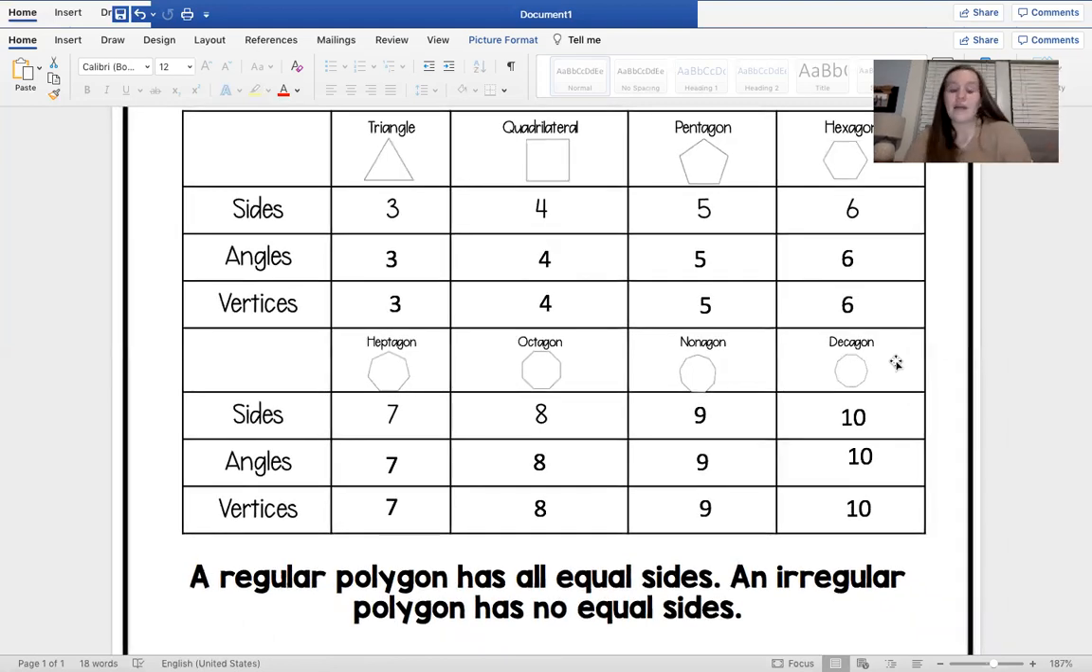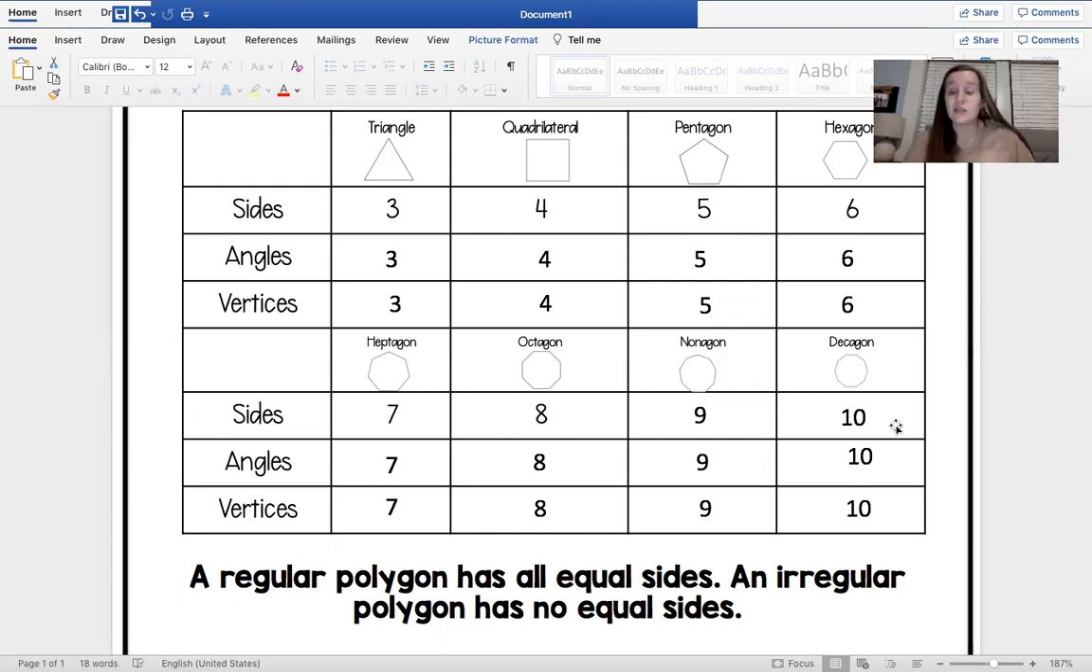Now we're going to talk about a regular polygon versus an irregular polygon. So a regular polygon has all equal sides. That means that all the sides are the same length. An irregular polygon has no equal sides. That means not any of the sides are the same length.